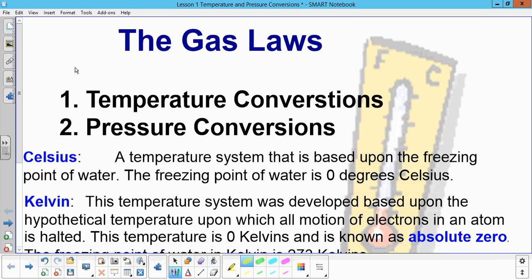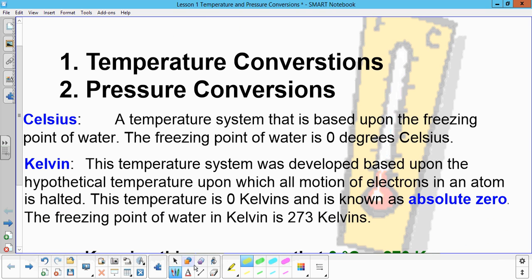In today's lesson, we're going to be doing conversions between the various units for temperature and the various units we can use to measure pressure. In the gas laws, all of our formulas are very unit specific, and there's lots of ways we can measure these things. So we have to learn first how to do conversions between temperatures of different types and between pressures of different types.